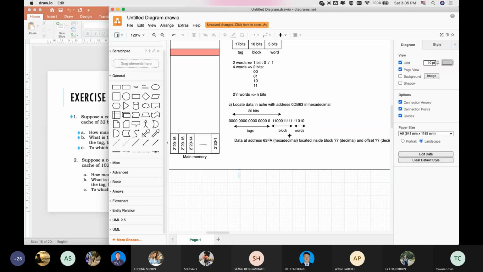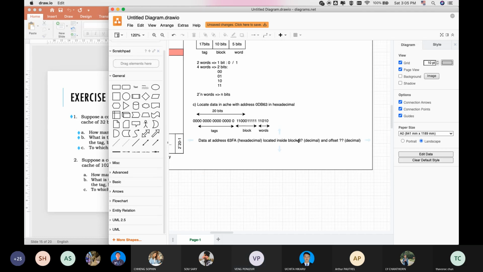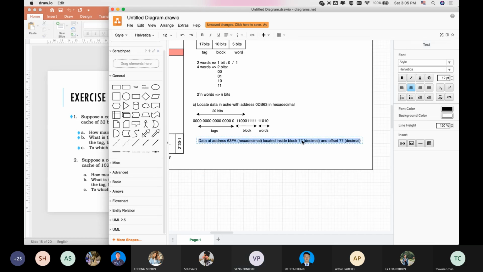Okay. So the answer, you should be able to answer this now. The block is located in block number 799. Okay, 799. And then the offset? 26.